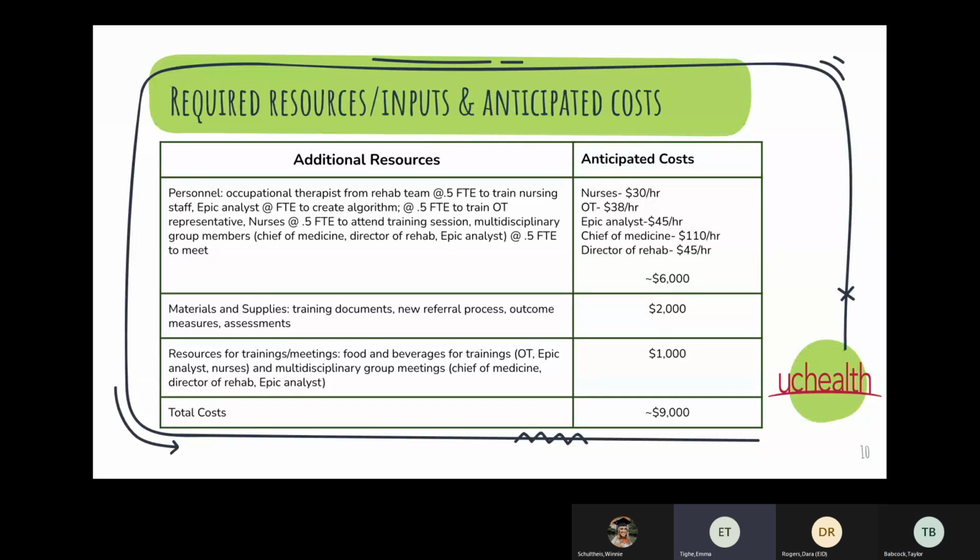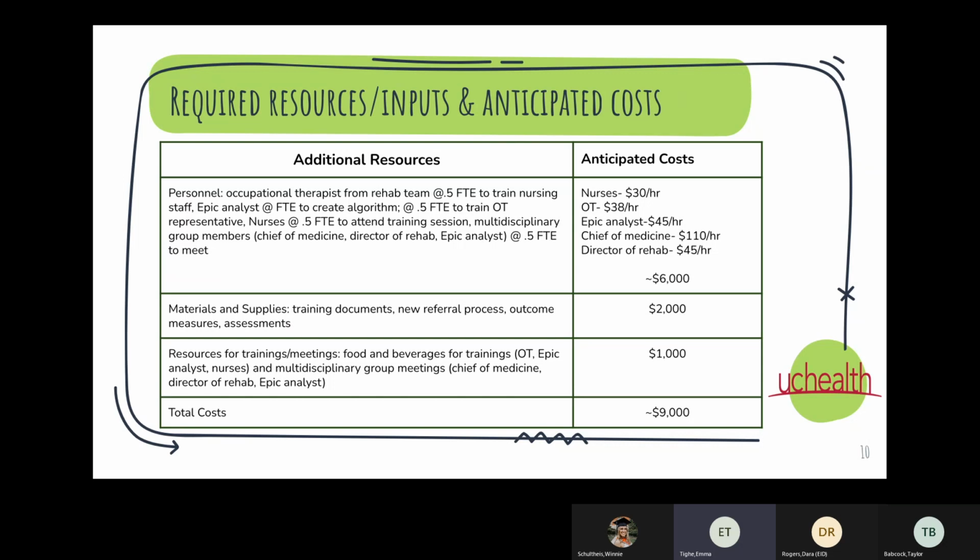So in order to make this program possible, we have to look at the required resources and the anticipated cost. So on here I have personnel. For the training, there needs to be release time and reimbursement for that time. There will be one occupational therapist from the rehab team to represent the team, who is going to then learn from an Epic analyst who has to create the algorithm and train the occupational therapist on how to use it, who will then train all the nursing staff in acute care.